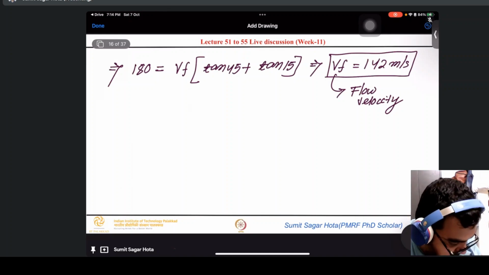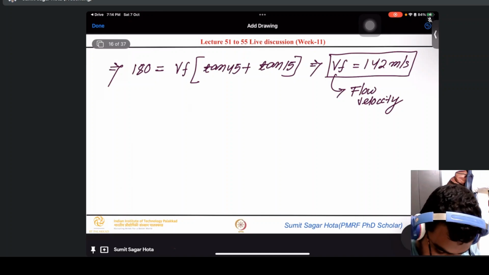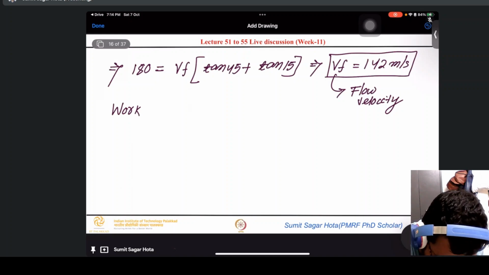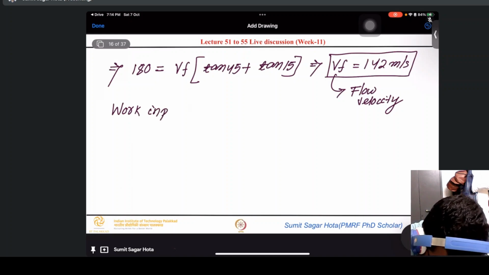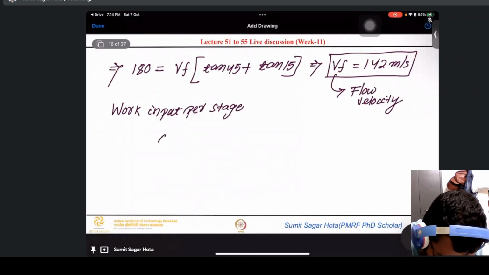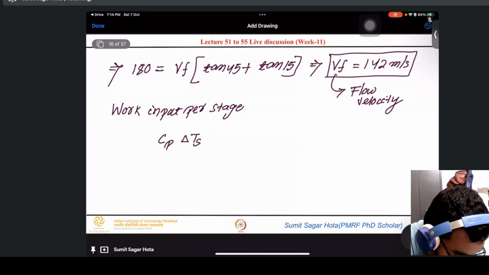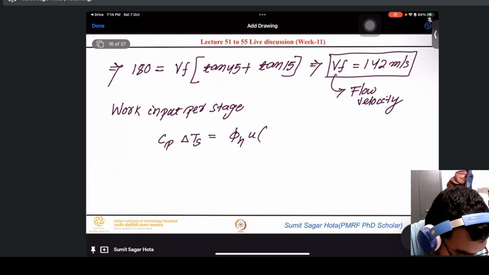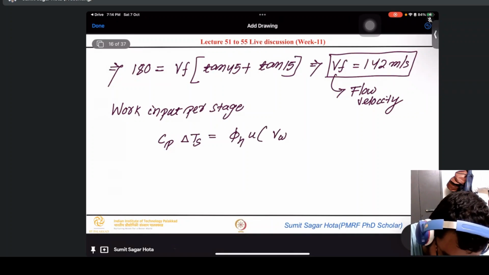Now we can calculate the work input per stage. So what is work input per stage? Cp into delta Ts is equal to phi h into u into Vw2 minus Vw1.